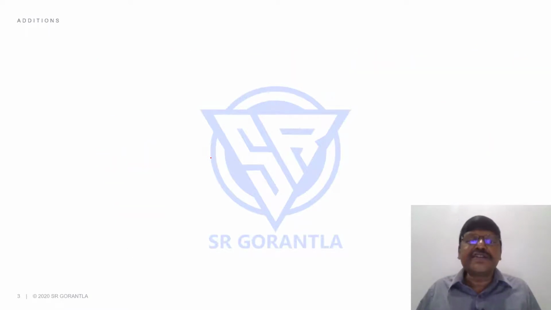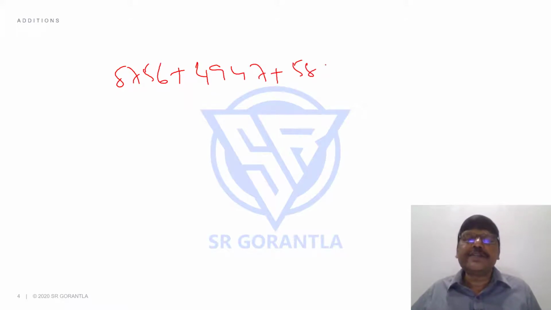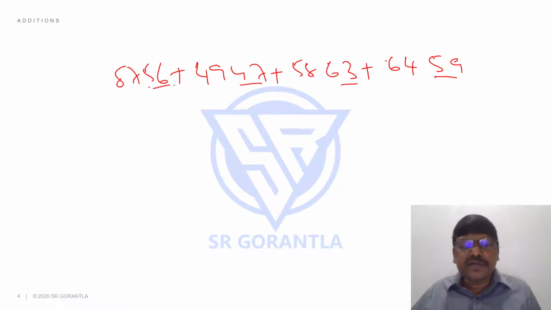So let's take one more example, students. Say 8756, whatever that comes to my mind, I'll write down, students. 4947, yeah. 5863, yeah. One more, 6459. Let us say, yeah. What I expect to say, 59, 122, 169, 225, like that. See. But how to come to that stage, I told you.